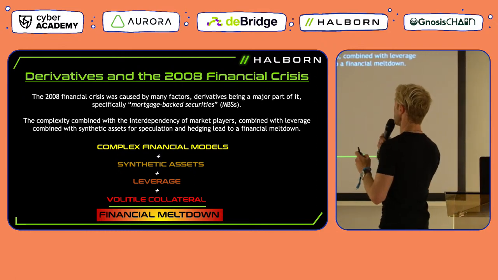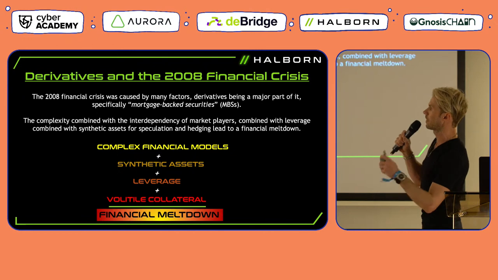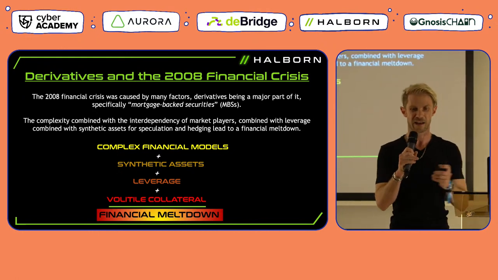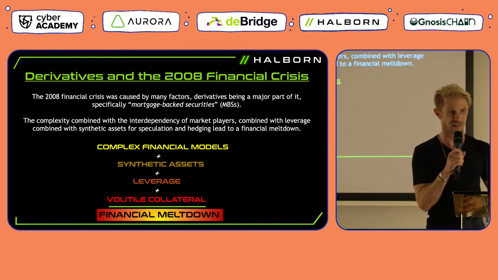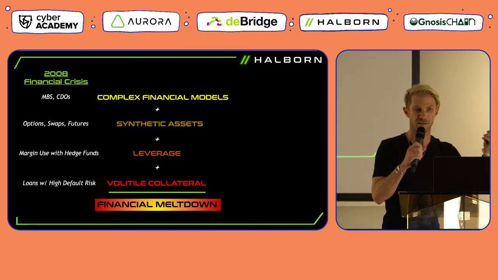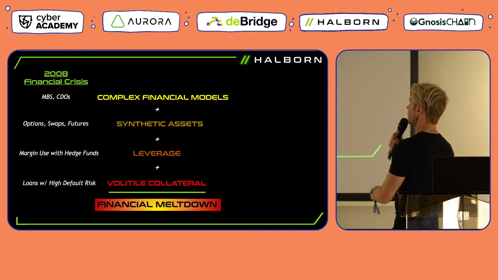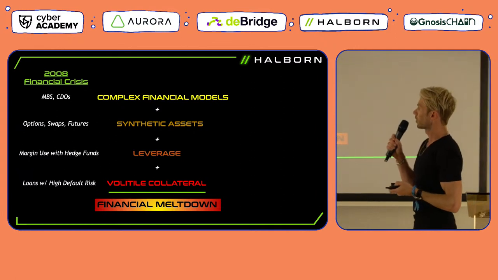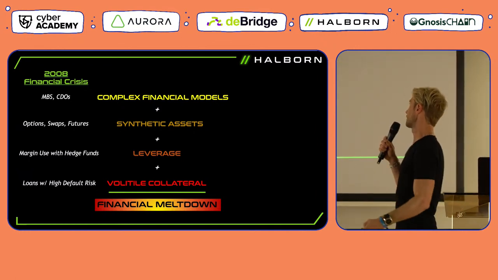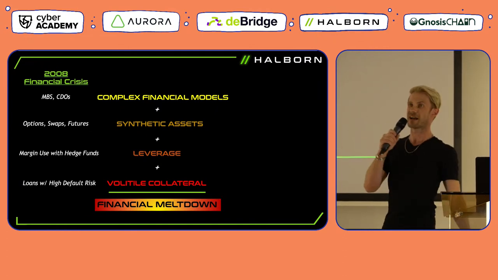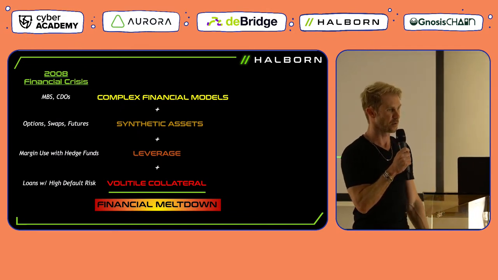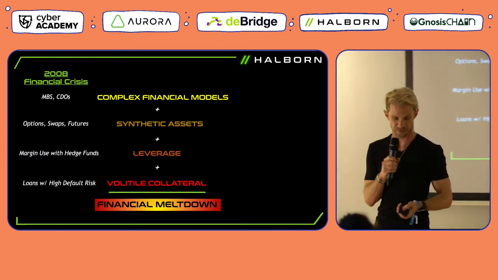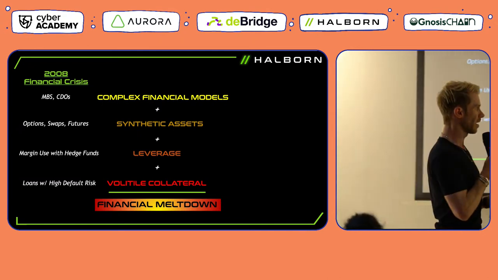A big part of that, if you know about what happened, was these things called mortgage-backed securities, where they put some very shady assets inside of there. It created this conglomerate of many different assets, but all the crap is kind of there, like a Jenga puzzle. A lot of speculation led to that. So we have these different assets that all came together in a perfect storm of complex financial models like CDOs and mortgage-backed securities, and synthetic assets that are derivatives like swaps and futures. Then, of course, extra leverage on that, so hedge funds would come in and do that on margin. And then volatile collateral, like loans with high default risk. They're giving very large home loans to high-risk people who may not pay that off.